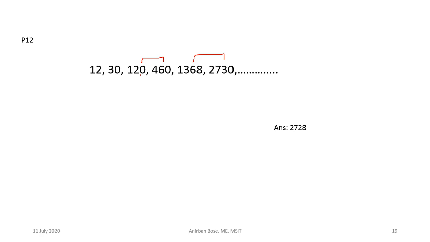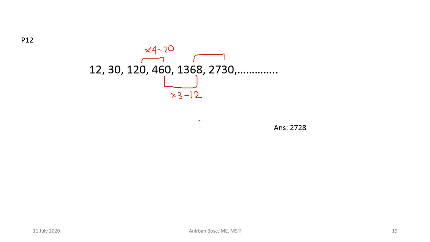What you are getting in 120, 460: it is multiplied by 4, minus 20. Multiplied by 4 minus 20. What you can see here is some kind of multiplied by 3, right? So what extra? 80 minus 68, so minus 12.